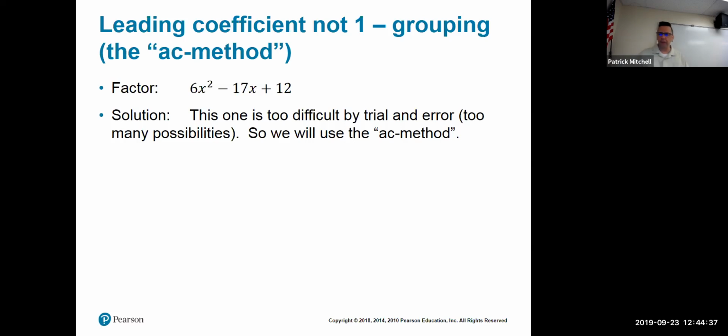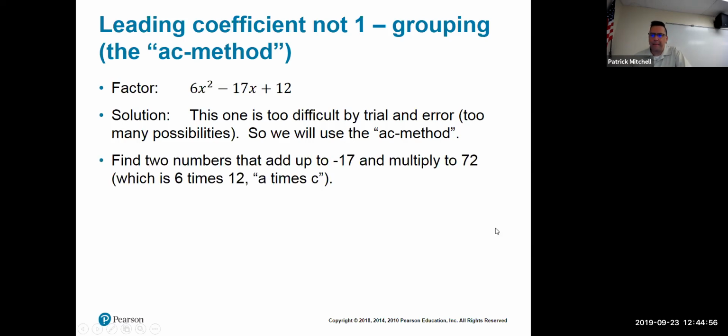Okay, so forget about trial and error. I don't want to use trial and error. So the way that they, and again, I did not learn this way. The only way that I learned was trial and error. I had to teach this way to myself when they started teaching it in high school, I guess. It's called the AC method.